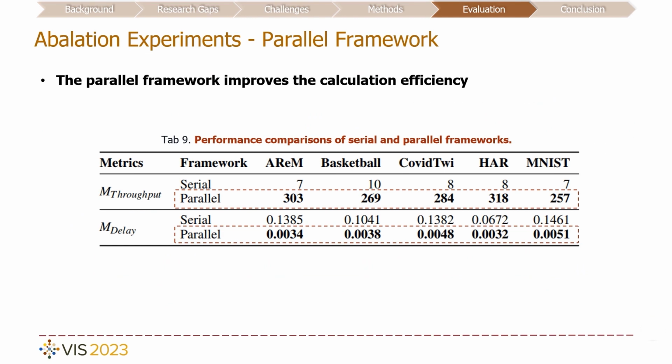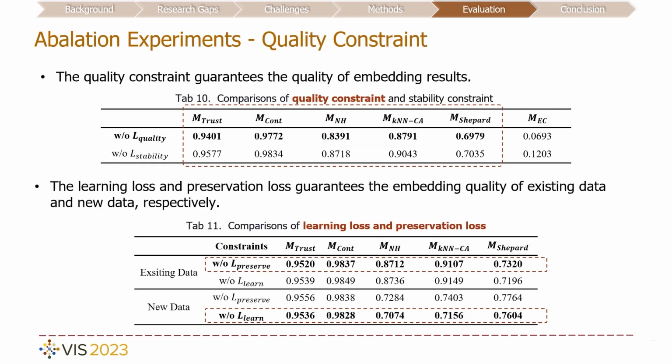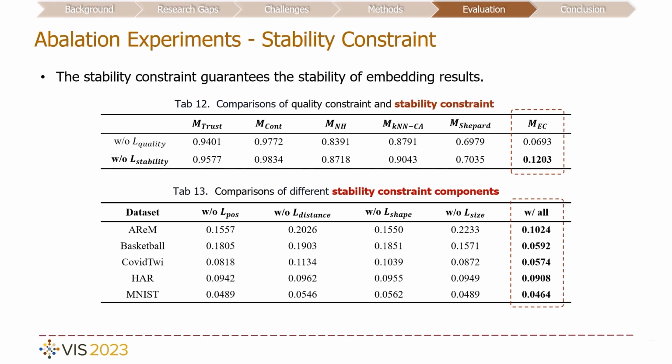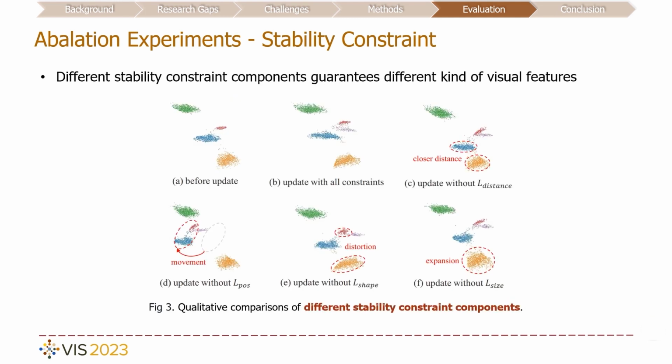Additionally, we conducted ablation experiments to validate the effectiveness of our proposed methods. The ablation experiments for the parallel framework confirm its significant contribution to performance improvement. Regarding the loss terms in the incremental updating process, our experimental results demonstrate that the quality constraint effectively ensures the quality of the embedding results. And the learning loss and preservation loss play distinct roles in maintaining the embedding quality of existing data and new data respectively. Furthermore, the results indicate that the stability constraint effectively ensures the stability of embedding results. Figure 3 reveals that each subconstraint within the stability constraint upholds distinct types of visual features.